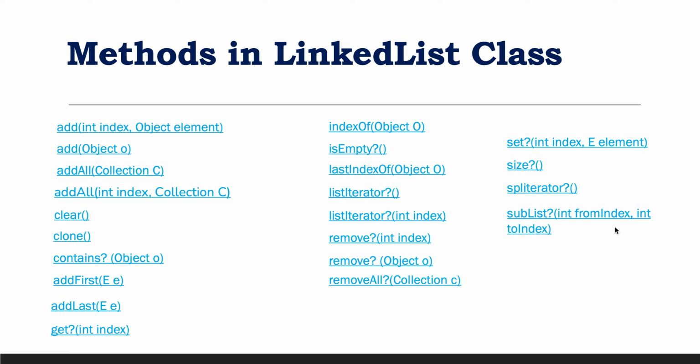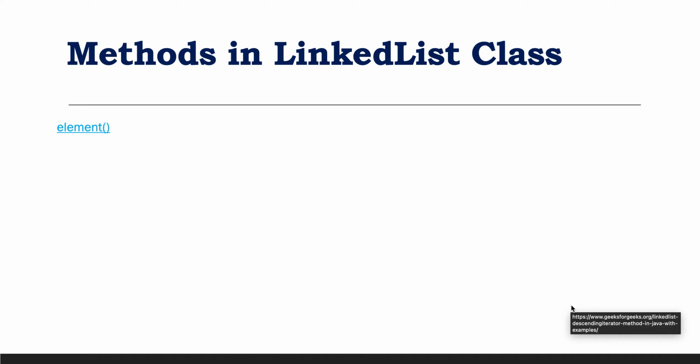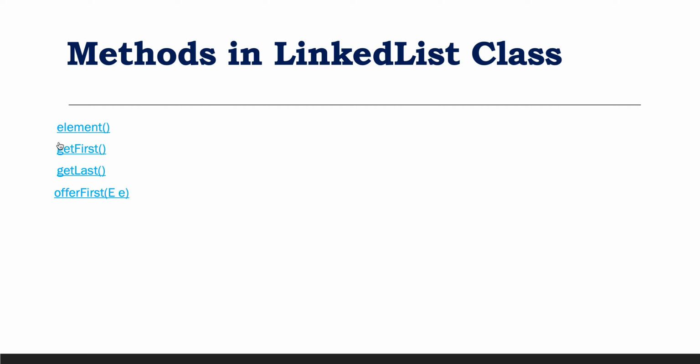Next method is the subList method. If you want to get a sublist from the main list, from an index position to an index position, then we will go for this method. Then toArray method to convert the list to an array. Then descending iterator. So there are other methods available inside the linked list, like descending iterator, and then a couple of methods: element, getFirst, getLast, offerFirst, offerLast, peek.